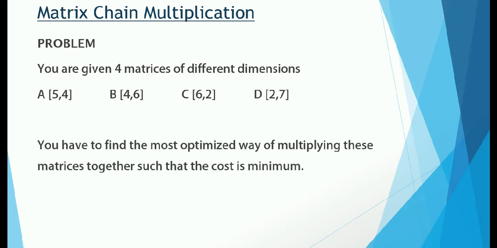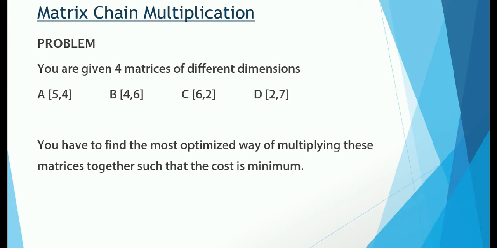The problem statement is that you have to find the most optimized way of multiplying these matrices together such that the cost of multiplication is bare minimum. So let me tell you one thing straight away, that when you are going to multiply these matrices together, the multiplication result is going to be the same, doesn't matter which way you choose, but the way which you are going to choose, that is the essence of matrix chain multiplication problem. That has to be the most optimized way.